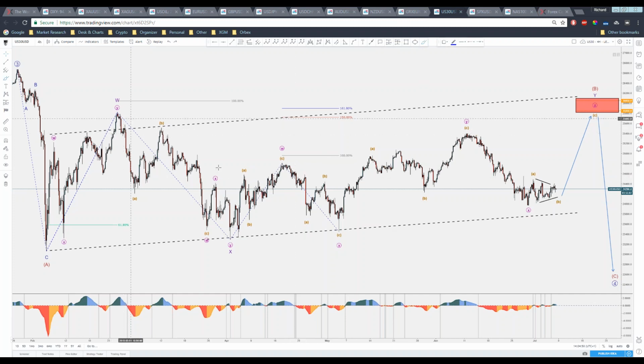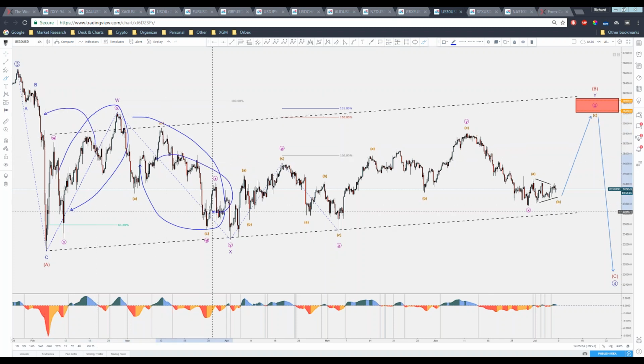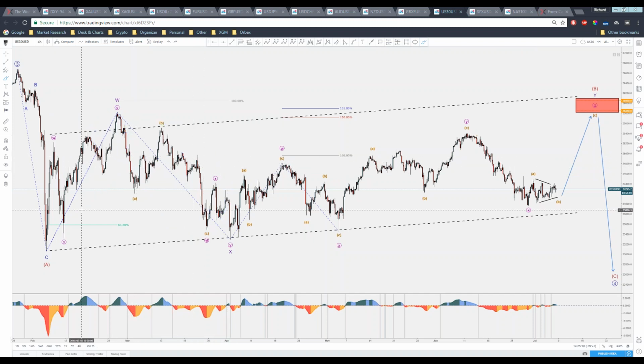So this piece is correcting this piece. This piece is correcting this piece. Okay, so this is in conflict with this. It's a conflict of corrections, hence the reason for the WXY.